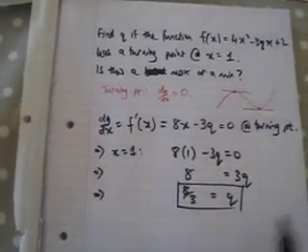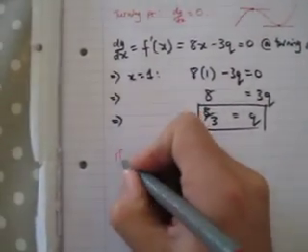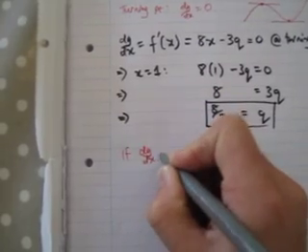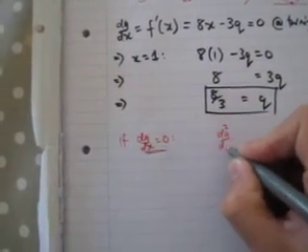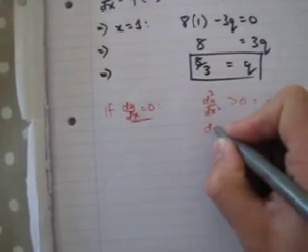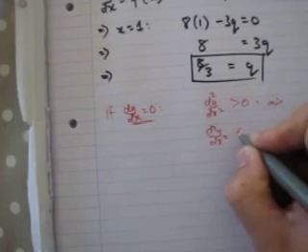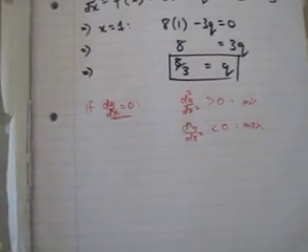The second bit says, is it a max or a min? Now, if you remember, we said that if dy/dx equals 0, so if we do have a turning point, then if the second derivative is positive, it means we have a min. If the second derivative is negative, it means we have a max. And we'll explain in a second where they come from.